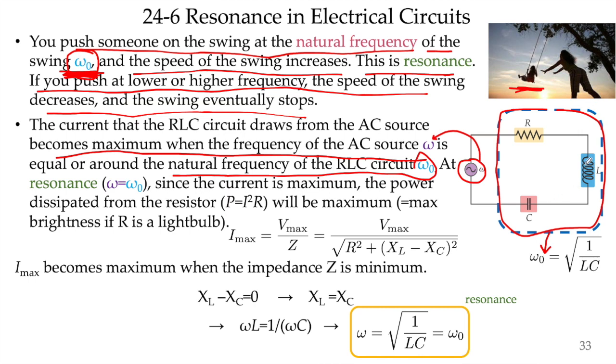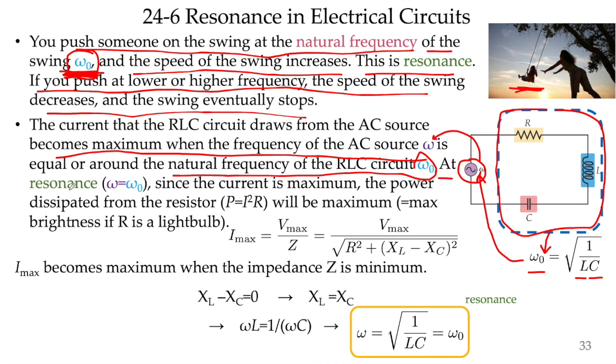Because there's L and C, there's going to be current flowing back and forth, there are some oscillations. Now, this natural frequency is determined by the inductance and the capacitance in the circuit. If this is equal or very close to the angular frequency of the source, then the current that this RLC circuit draws from the source becomes maximum. So you get the maximum current here.